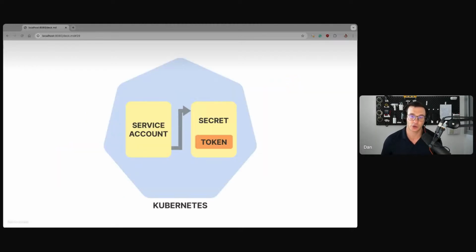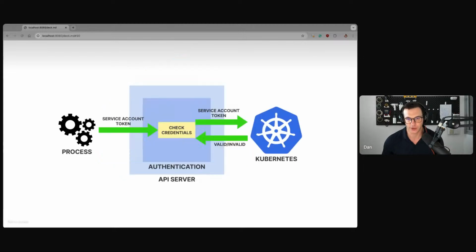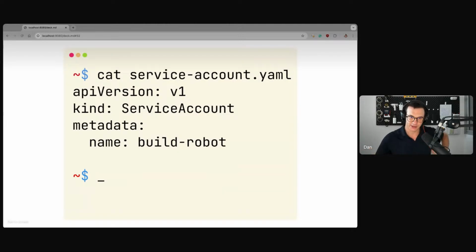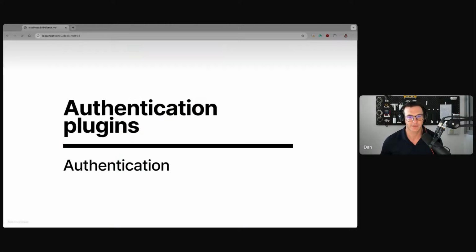Now, service accounts usually, but not always, come with a token assigned, a secret with a token, and that token is basically what you need to call the API and authorize yourself. So that's basically how it works. When I've got this token, I can use it to check my credentials and then proceed in the pipeline for the Kubernetes API service. So this is what a service account looks like. It's very much just a name for something.